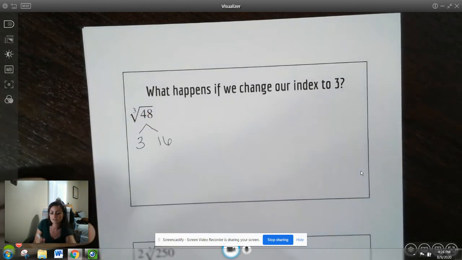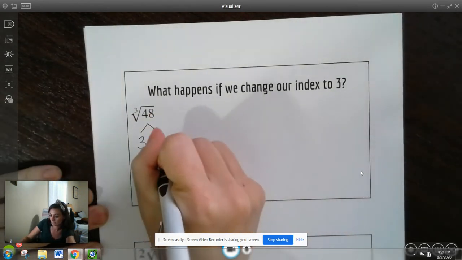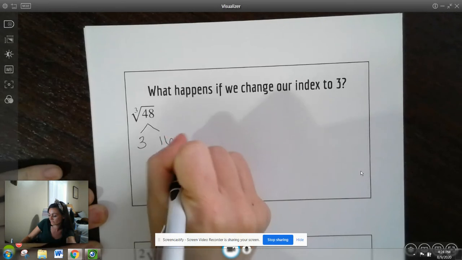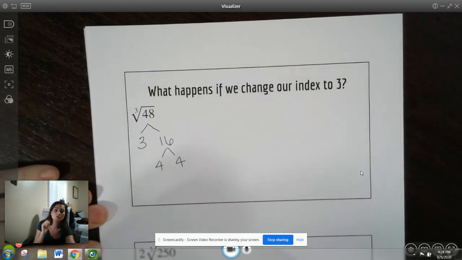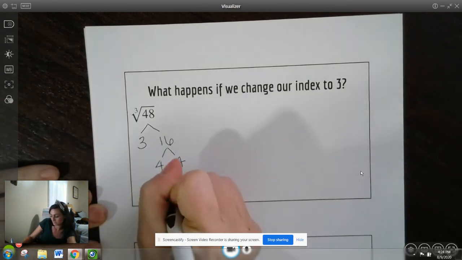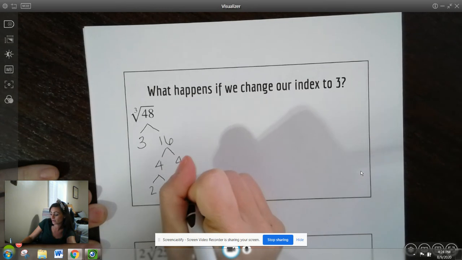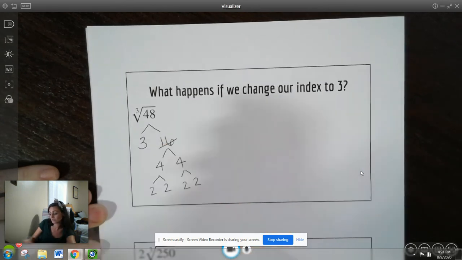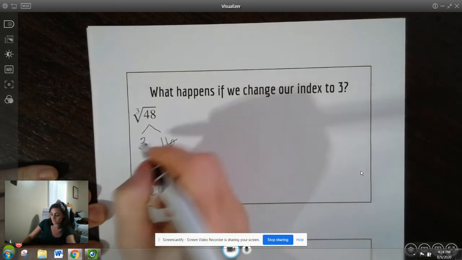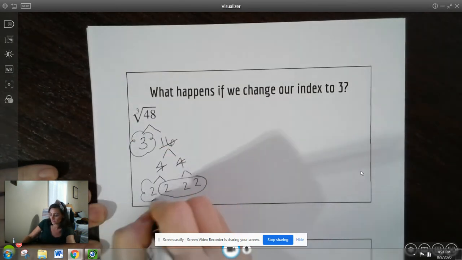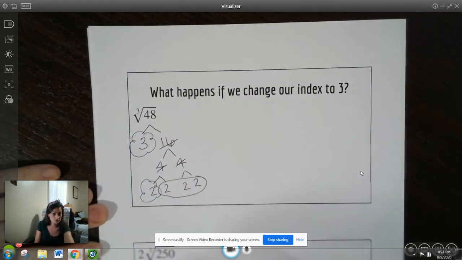So let's break down 48. Well, that's 16 times 3. This is 4 times 4. I have to keep going. This is not a square root. This is a cube root. I am no longer looking for pairs. I'm looking for triplets. All right. So I could do a group of 3 2's. That leaves this 3 and that 2 left over.